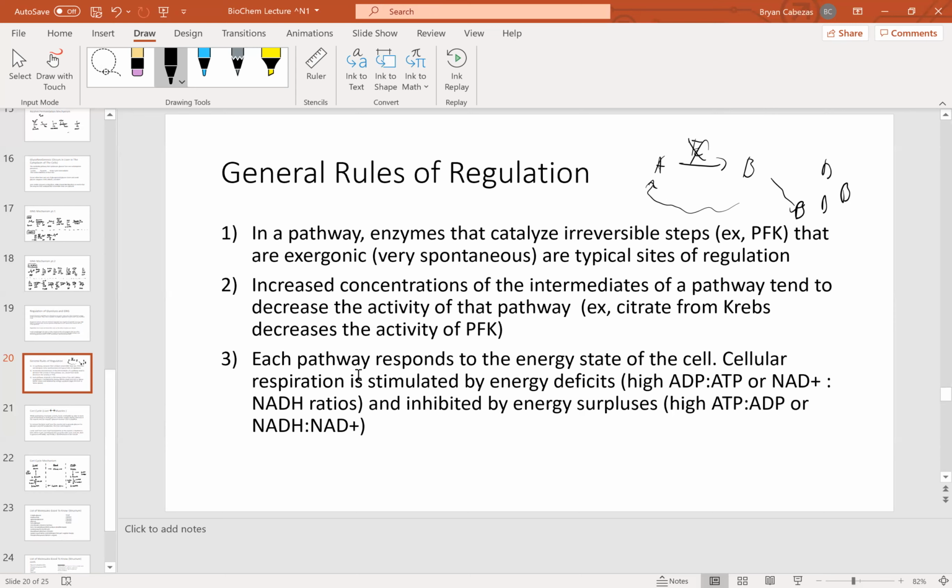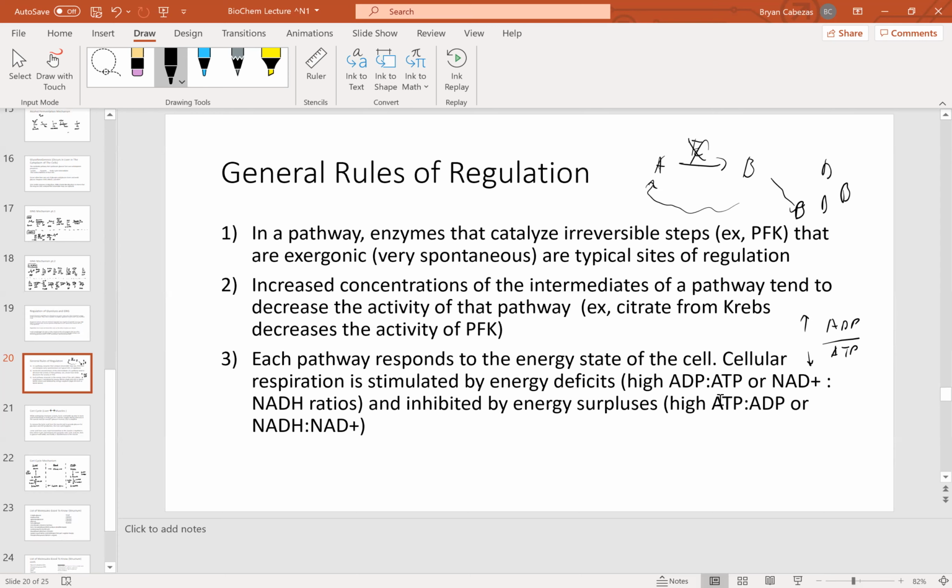And our last rule is that for cellular respiration, we find that the ATP or ADP state is going to determine whether a pathway is on or off, right? So if you have a lot of ADP, meaning we have low ATP, remember a ratio is just a fraction. So if ADP is high and ATP is low, then we're going to have a big number, right? So we have a high ratio.